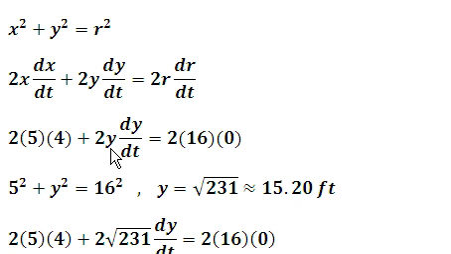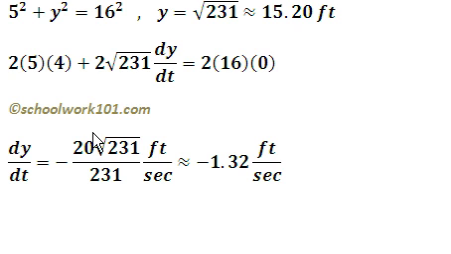But here's the question: what is y? They never gave us a y, but that's okay, because we'll go back to x squared plus y squared equals r squared, where r was equal to 16. We're just plugging this in, and now we can solve for y. So y is equal to the square root of 231, which I've approximated to 2 decimal places as 15.20 feet. But we're going to use the exact value, the square root of 231.